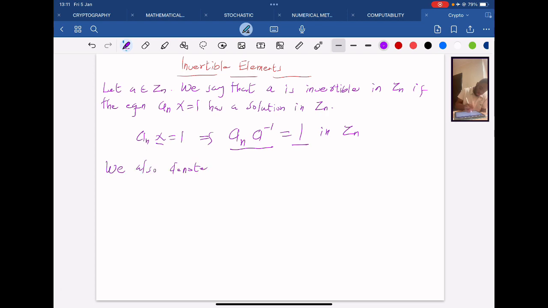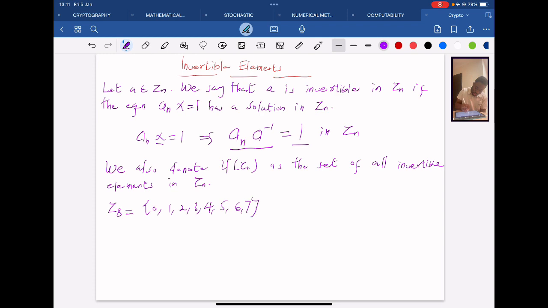Okay, so we also denote U of Zn as the set of all invertible elements in Zn. So for instance, if we have, say, Z8, this is from 0, 1, 2, 3, 4, 5, 6 to 7. Now, if you are being asked to find the set of invertible elements of Z8, that is when we represent it by this, U of Z8.